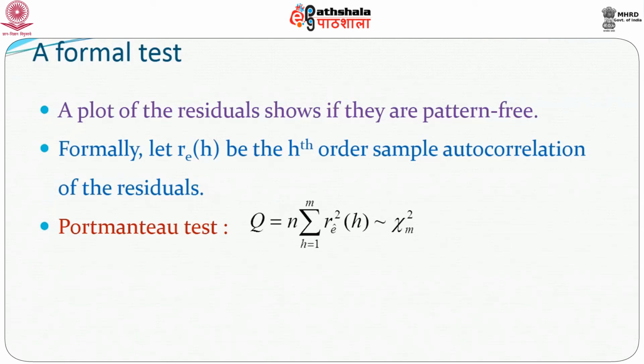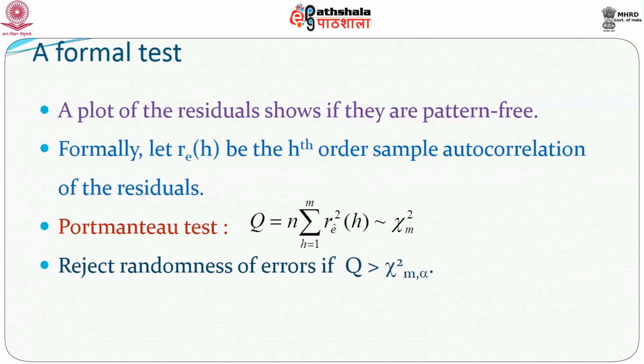And now we base the portmanteau test on this r_e(h). So the portmanteau test comes out to be Q is equal to N times the summation from h equal to 1 to M of r_e hat square h, and we know that this is chi square with M degrees of freedom, where M is sufficiently large, because as h becomes very large, r_e(h) would become very small, and hence we can neglect the higher values. So, choosing M suitably large, we can do the portmanteau test, and then reject randomness of errors if Q is greater than the tabulated value of chi square M alpha.